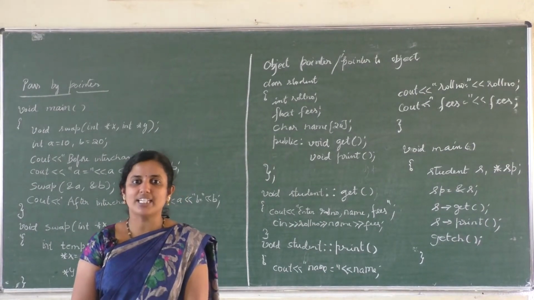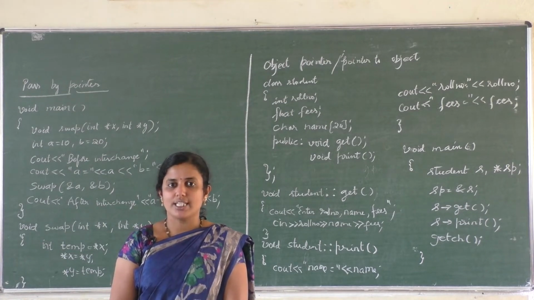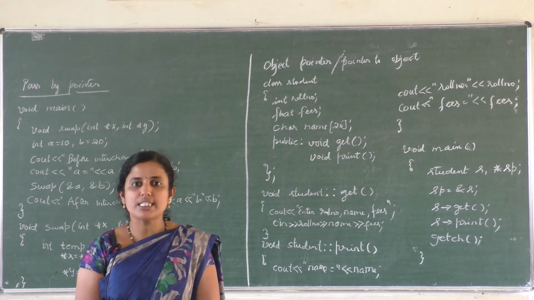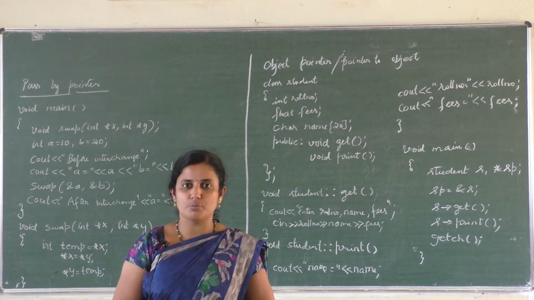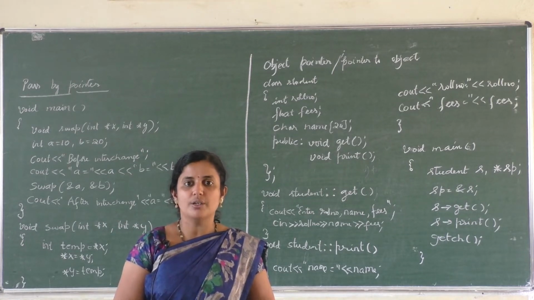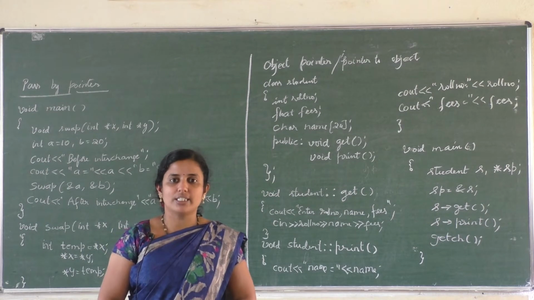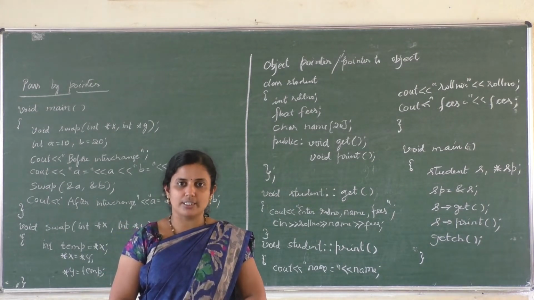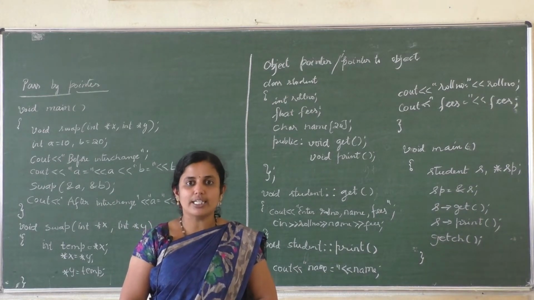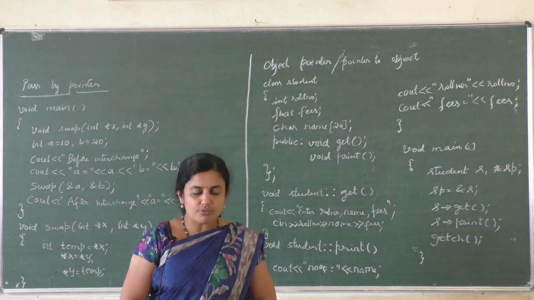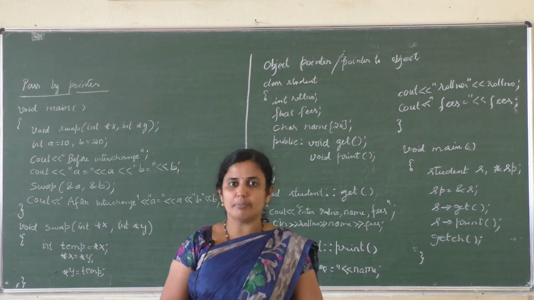Namaste. In the previous classes we have discussed the relationship between pointers and functions, and we have studied how to pass pointers to the function. There are two methods to pass an address to the function: one is the pass by reference method, second one is the pass by pointer method. We have studied pass by reference. Today we are studying the pass by pointer method.